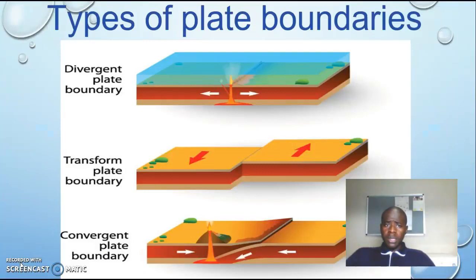Types of plate boundaries. We have the divergent plate boundary, which is when plates pull apart from each other. Transform plate boundaries, when plates scrape each other. Then we also have the convergent plate boundary, which is when the more dense plate goes beneath the less dense plate.